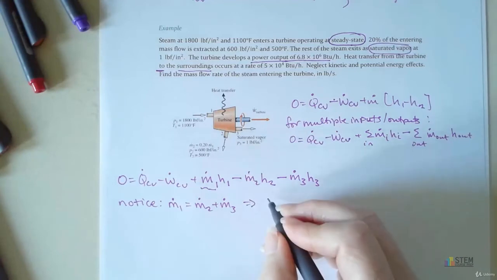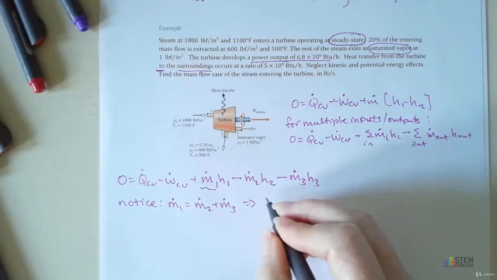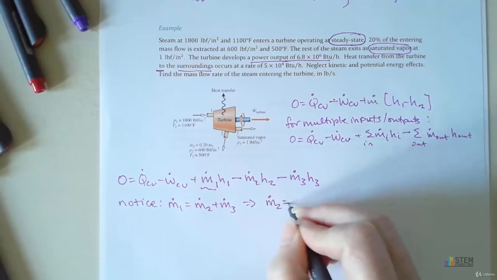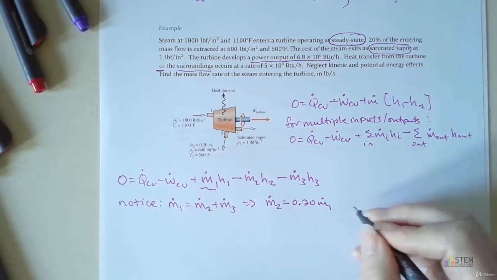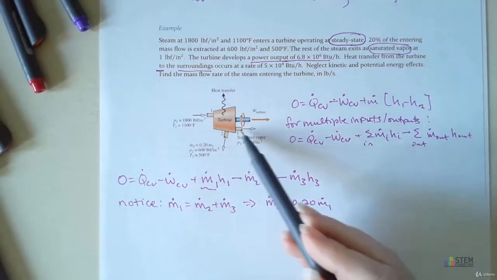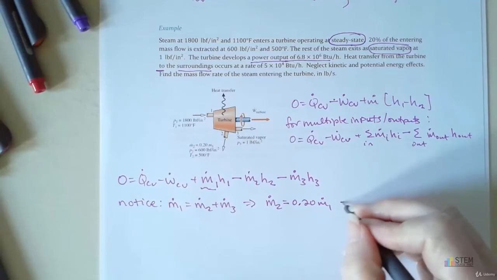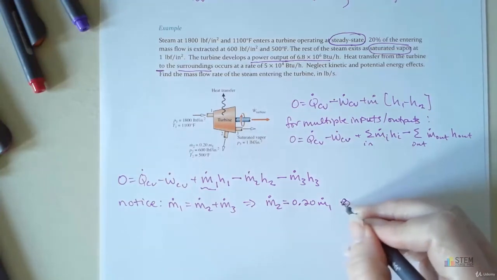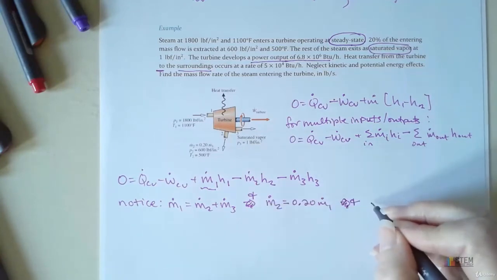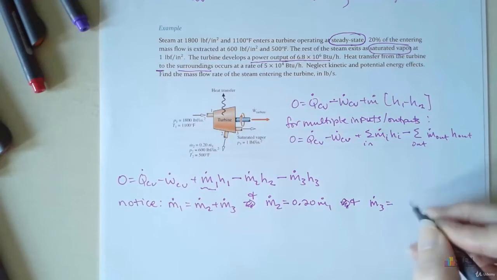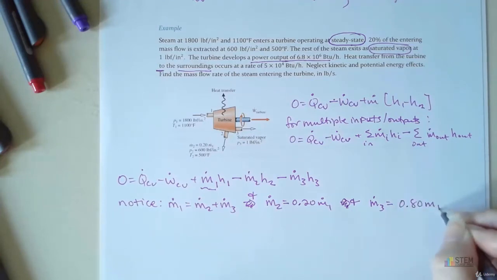Let's go ahead and write down the fact that M2 dot is 20% of M1 dot, so we know that equation also. And if the rest of the flow comes out at exit 3 here, I shouldn't be putting arrows here, those don't lead to each other. Let's put an "and." That means M3 dot is equal to 80% of M1 dot. Now we've got these three equations that we can use.